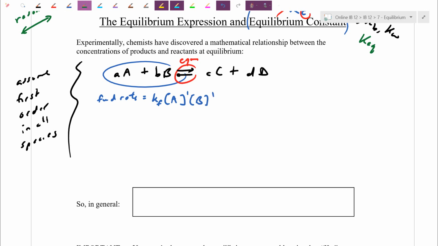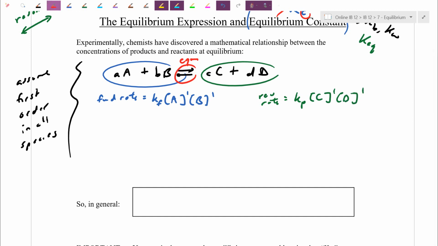The reverse rate, very similarly, involves taking your products. We're going to have some other rate constant because that's going in the opposite direction, but it's only going to depend on the C and D colliding. So C, let's say also first order, D also first order. And now for equilibrium, because we've waited long enough for the concentrations to stay constant in time, we're basically saying the forward rate actually has to equal the reverse rate.